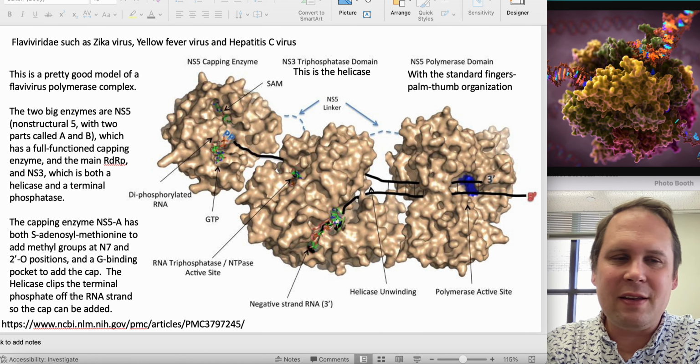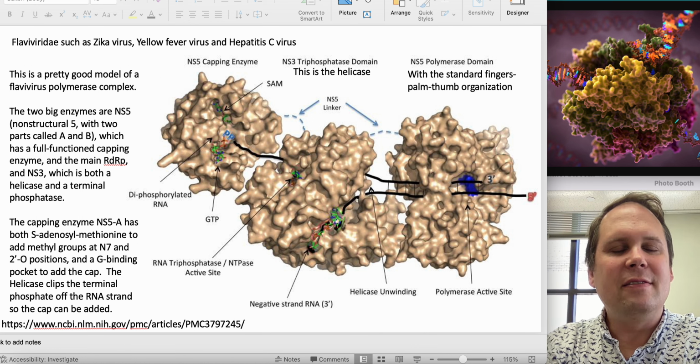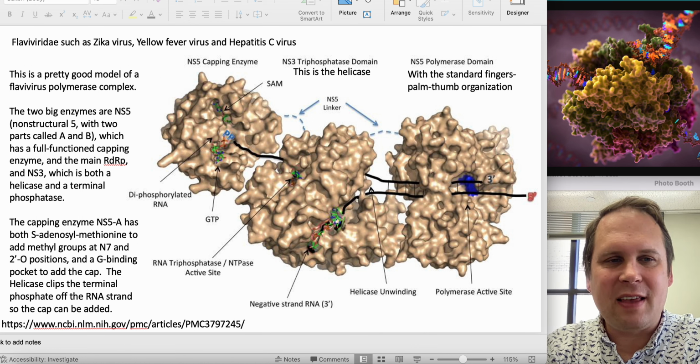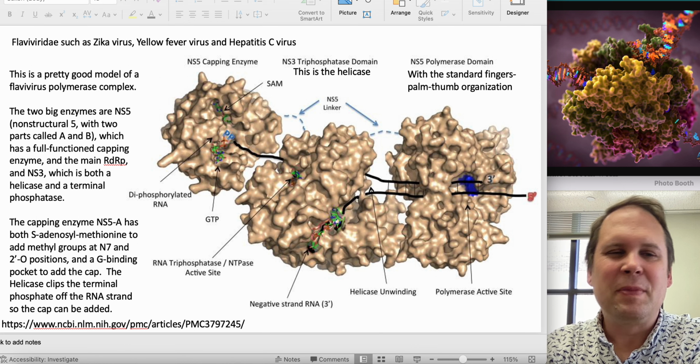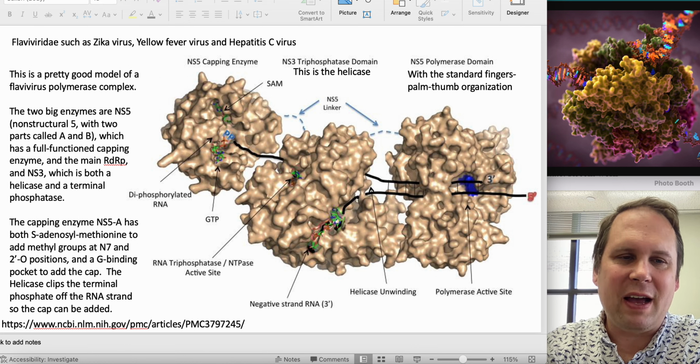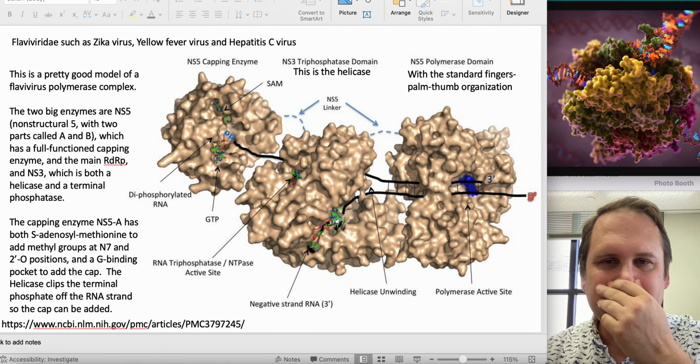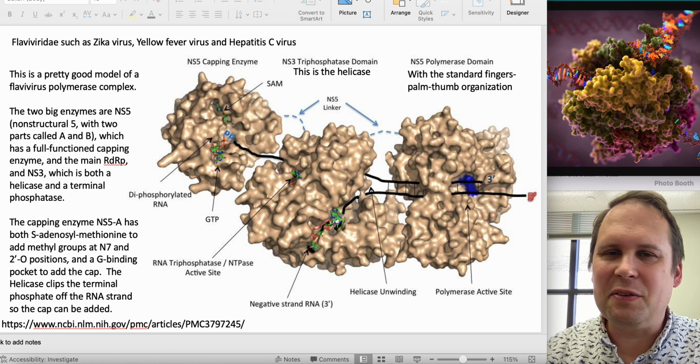The third one to cover is a double-stranded RNA virus. This is going to be a reovirus, similar to something like bluetongue virus, but there's a bunch of other reoviruses. Okay, let's get into it.